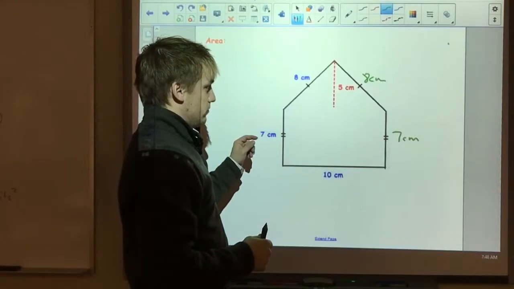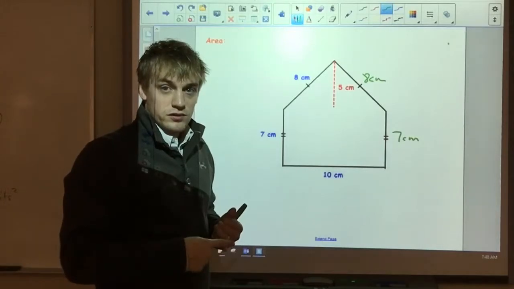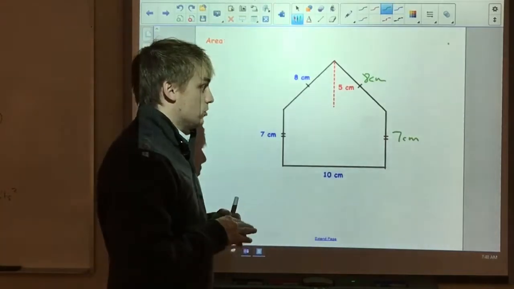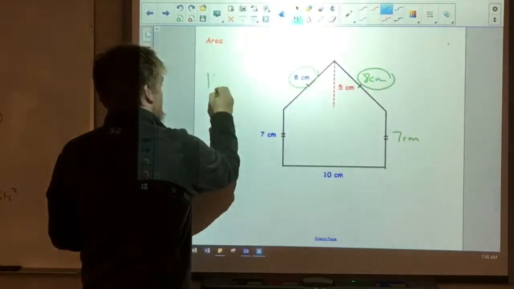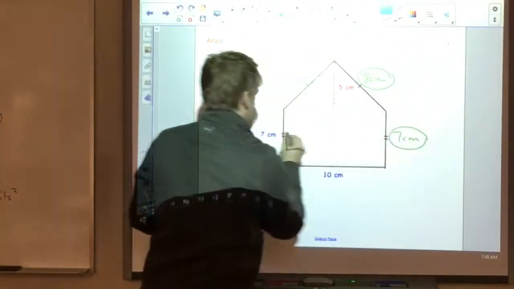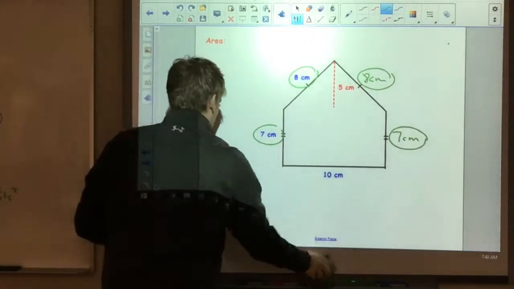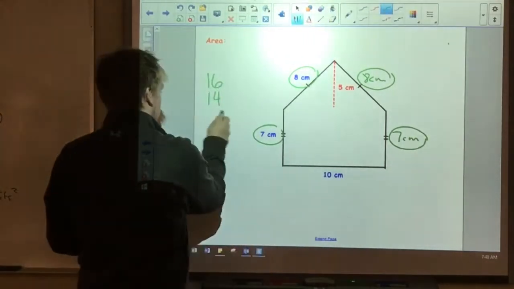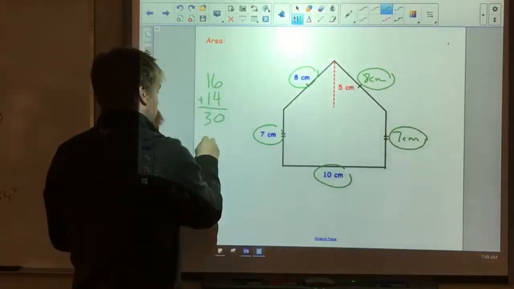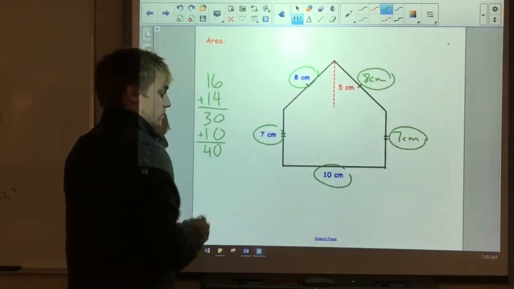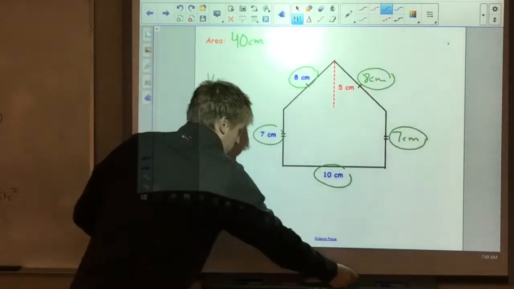Now, all you have to do is add up all the sides. Remember to mark it as you go so you don't forget one and you don't use one twice or anything. Okay, so this is 8 plus 8 is 16. 7 plus 7 is 14. So we'll add that up. You get 30, plus another 10 is 40 centimeters. Okay, so this is 40 centimeters for the perimeter.